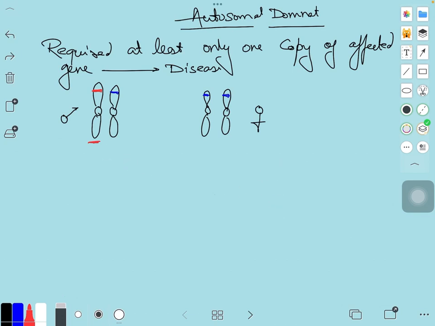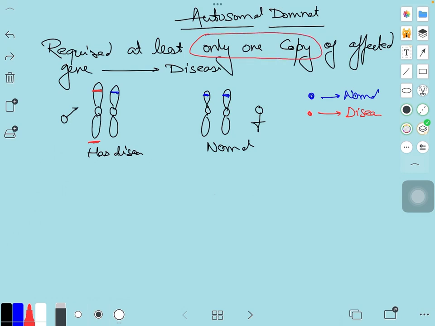So in this case, let's review how to understand autosomal dominant. We just said that this patient has the disease and she is completely normal because both of her chromosomes have normal genes. Blue is normal, red is the affected gene which will cause the disease. Again, in autosomal dominant, at least one copy is enough to cause a disease. It doesn't mean that if both of them are affected, it will not cause it. It is the least criterion.